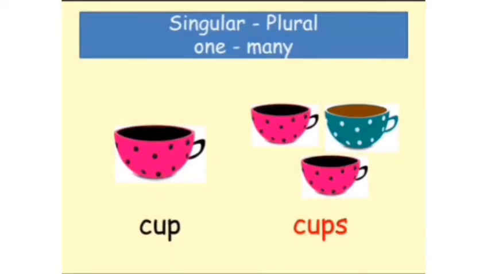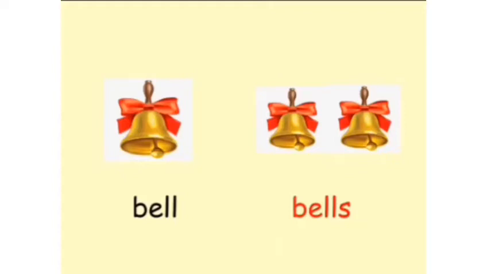C-U-P, cup, and on the other side there are more than one cup, so we say cups. C-U-P-S, cups. Cup is singular, cups is plural. B-E-double-L, bell, and on the other side there are more than one bell, so we say bells. B-E-double-L-S, bells. Bell, bells.